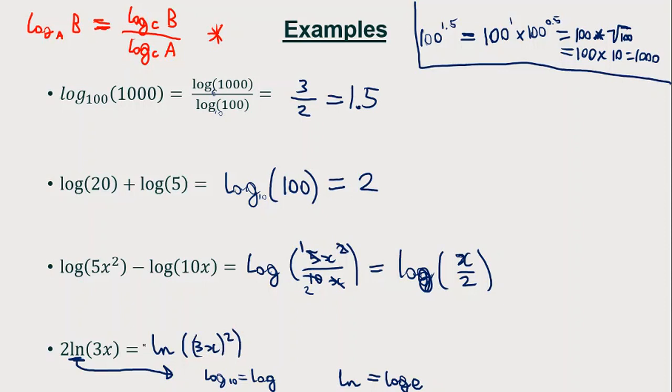If you want to bring that number in, you have to square the whole argument, which is 3x. So a number and a variable. That means we have the natural logarithm of 9x squared: 3 times 3 and then x times x. Okay, to leave you with this.